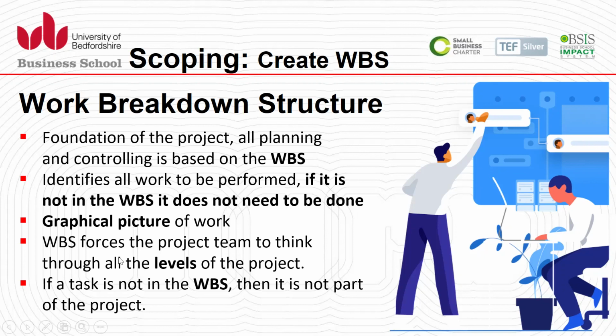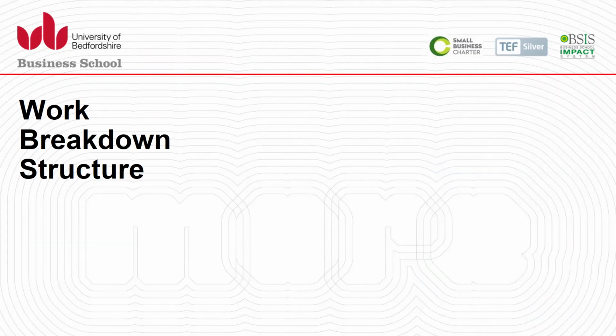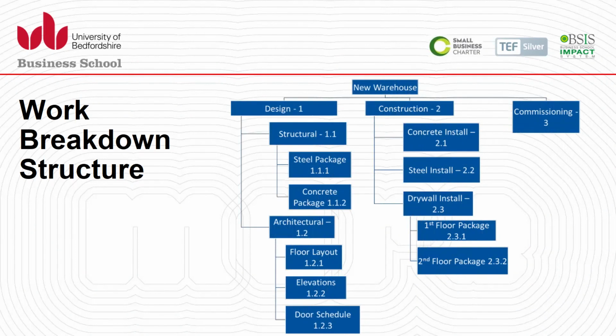The WBS helps to force the project team to think through all the levels of project decomposition from top to bottom, and then when we go bottom up, it helps us calculate the best estimates for time and budget to be utilized. If a task is not in the WBS, then it is not part of the project, as it should not be part of the project scope. We can see in this graphical illustration the project structure, the work breakdown structure. In some projects we use the PBS, the product breakdown structure, rather than the WBS.